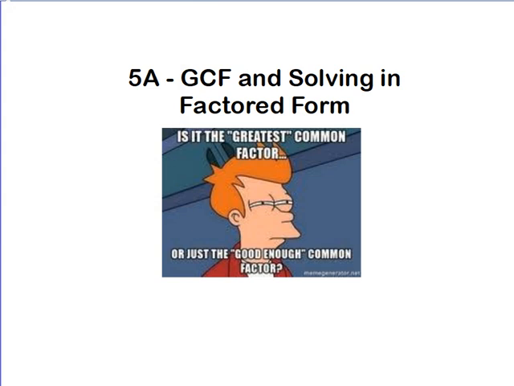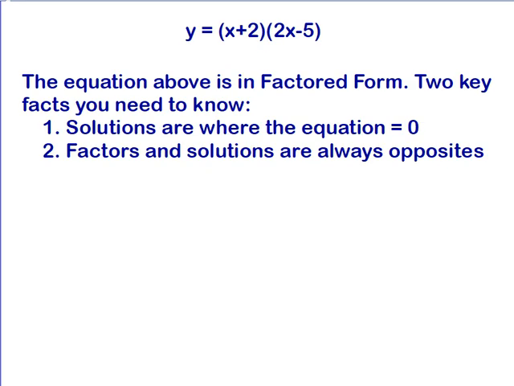Lesson 5A, we're going to look at solving things when they're in factored form and how to find the GCF, or greatest common factor. Okay, so this equation, y equals x plus 2 times 2x minus 5, is an example of factored form.